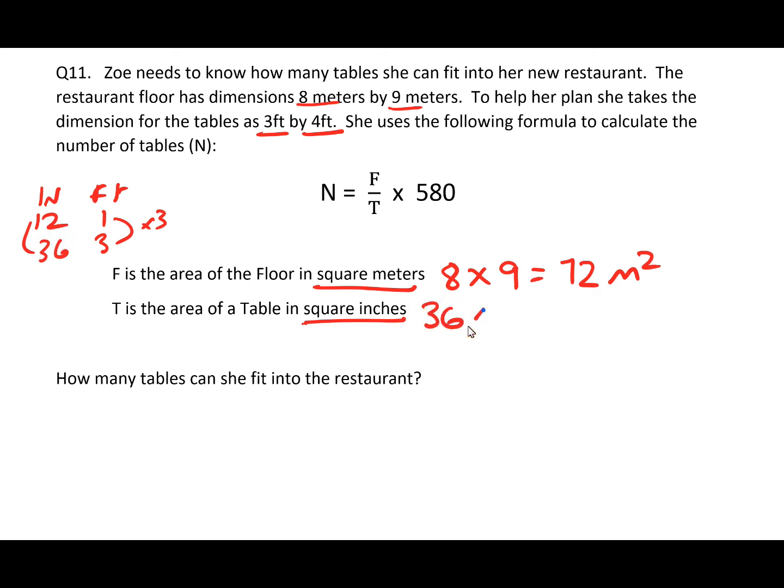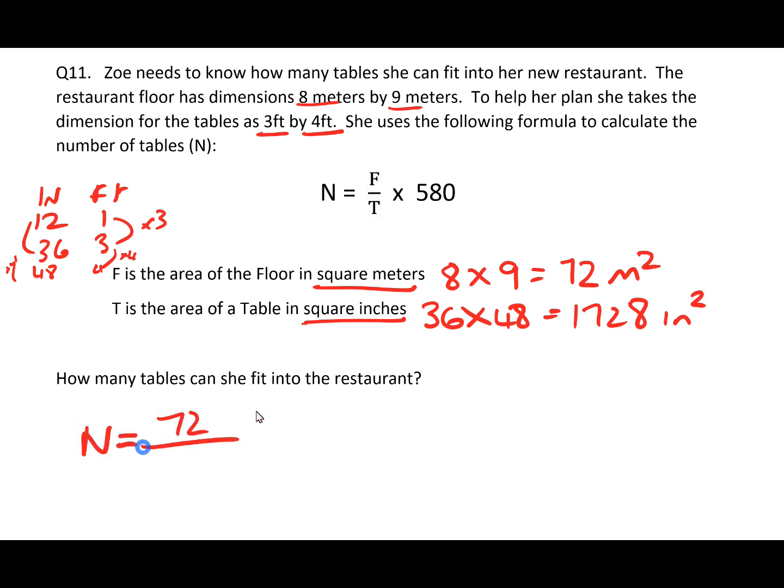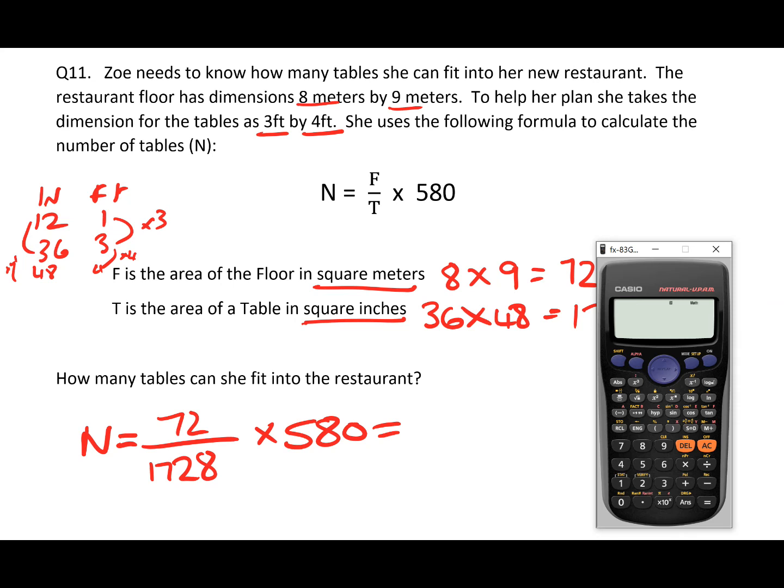So the dimensions are going to be 36 times 48 inches. So let's do that. So the area of the table is 1,728 square inches. So now our formula N equals, so the area in square meters is 72, the area in square inches is 1,728, and we multiply it by this magic number 580. So let's put that in our calculator and see how many tables we can fit in.